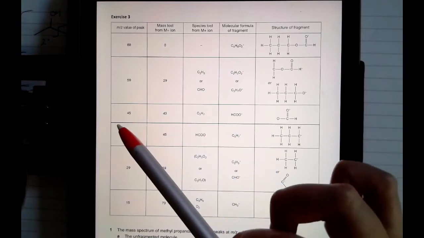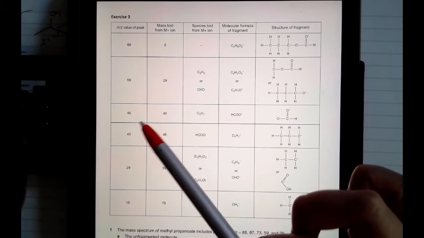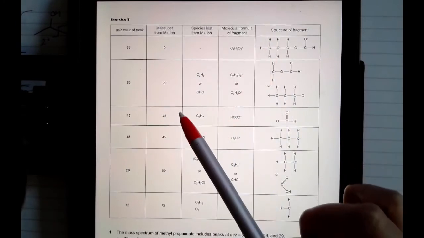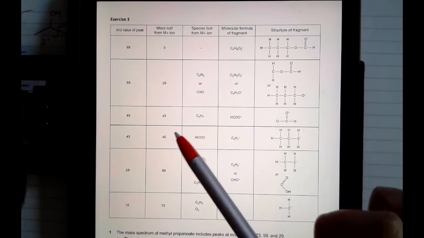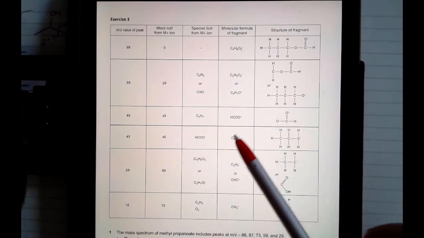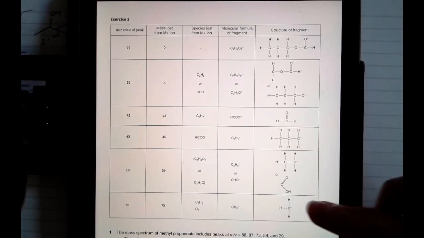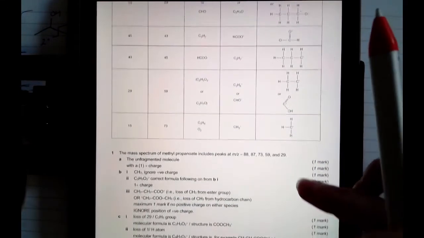So this is a classic example. The molecule is splitting in two. In some cases, the positive charge stays with the carboxyl group and you get this peak. In some cases, the positive charge stays with the alkyl portion and you get this peak. The rest of the table follows the same pattern.